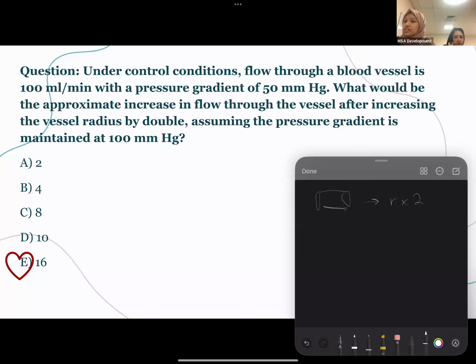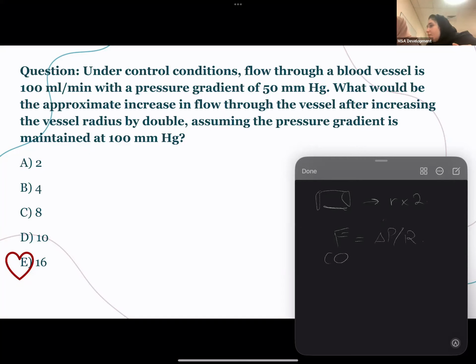As you know, flow is, do you all know the formula? Flow is pressure difference times resistance. Wait, oh yeah, I just got it. Okay, sorry. So flow, which is cardiac output, same thing, is pressure difference over resistance. Is that right?